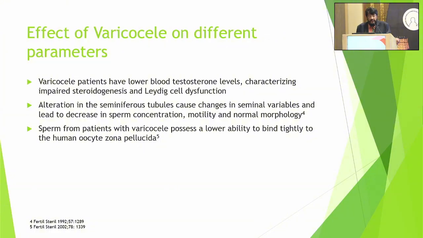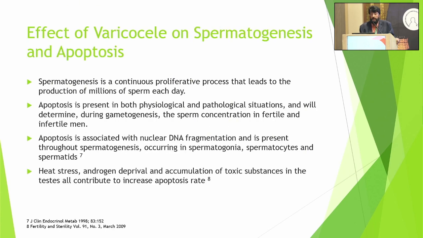Sperm from patients with varicocele possess a lower ability to bind to the human oocyte zona pellucida. So the sperm binding to the zona pellucida gets altered. So it has an effect on spermatogenesis. Spermatogenesis is a continuous proliferative process. It leads to production of millions of sperm per day.